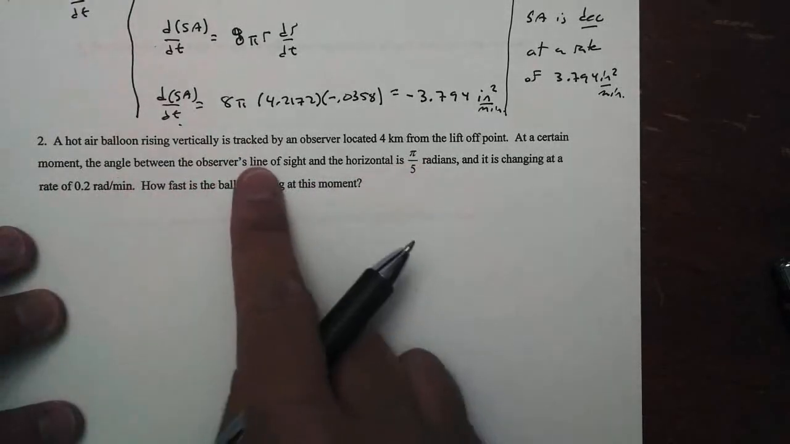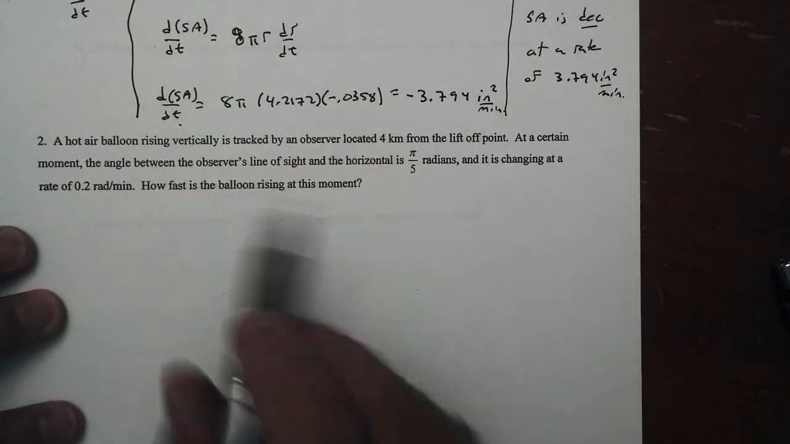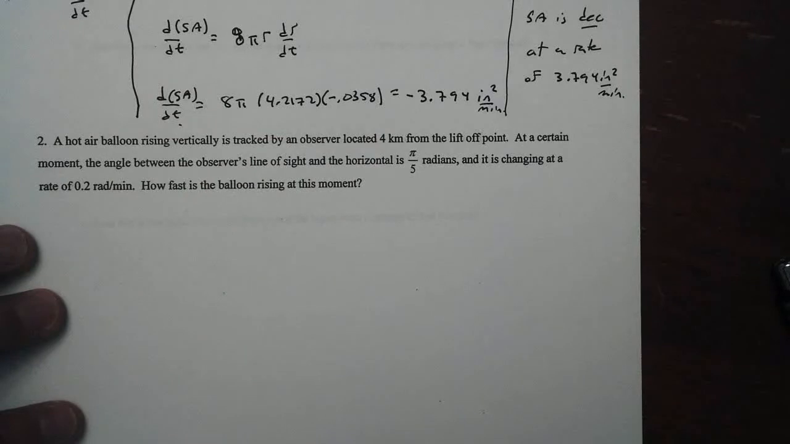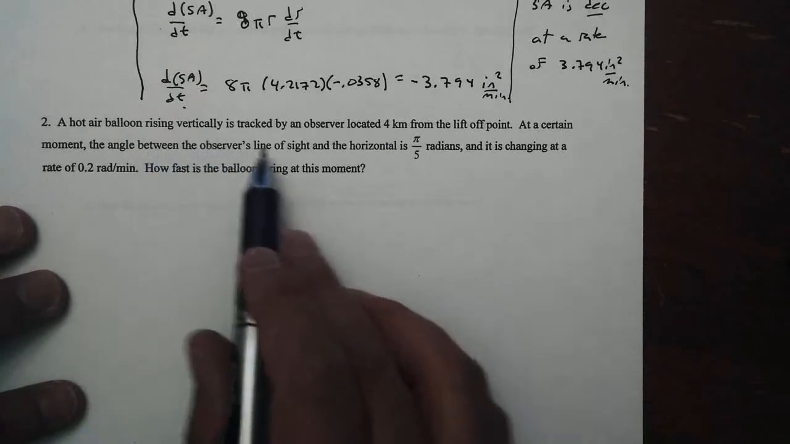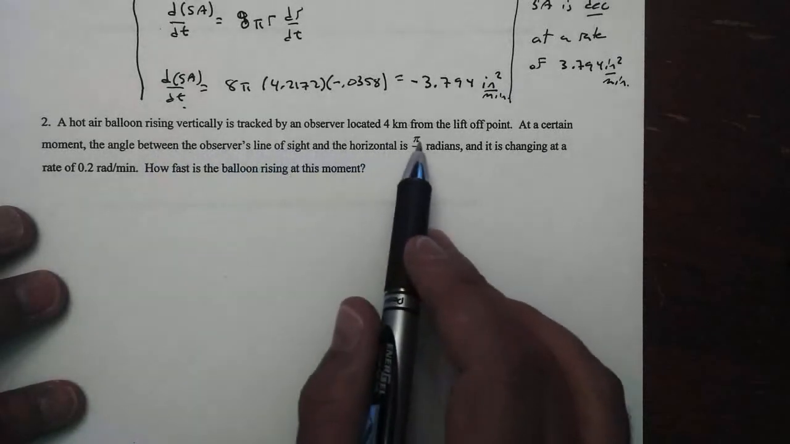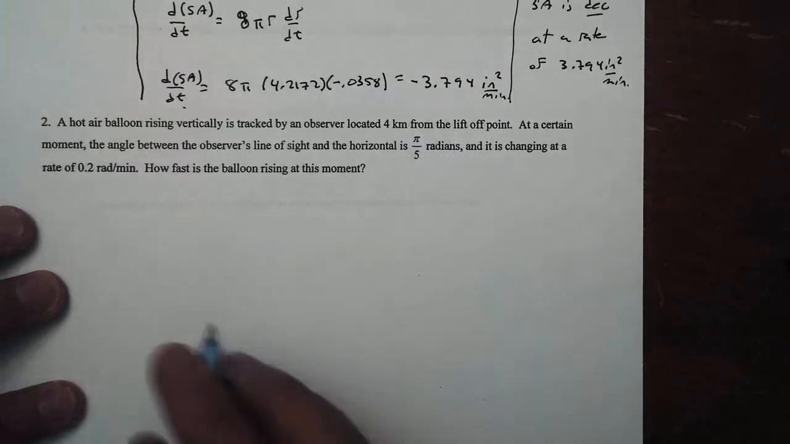This is how NASA used to track how fast rockets would go up in space a long time ago, before we had computers that could do all of this for us. So we have a hot air balloon. It's rising vertically and is tracked by an observer located 4 kilometers from the liftoff point. So let's take a look at what this looks like.